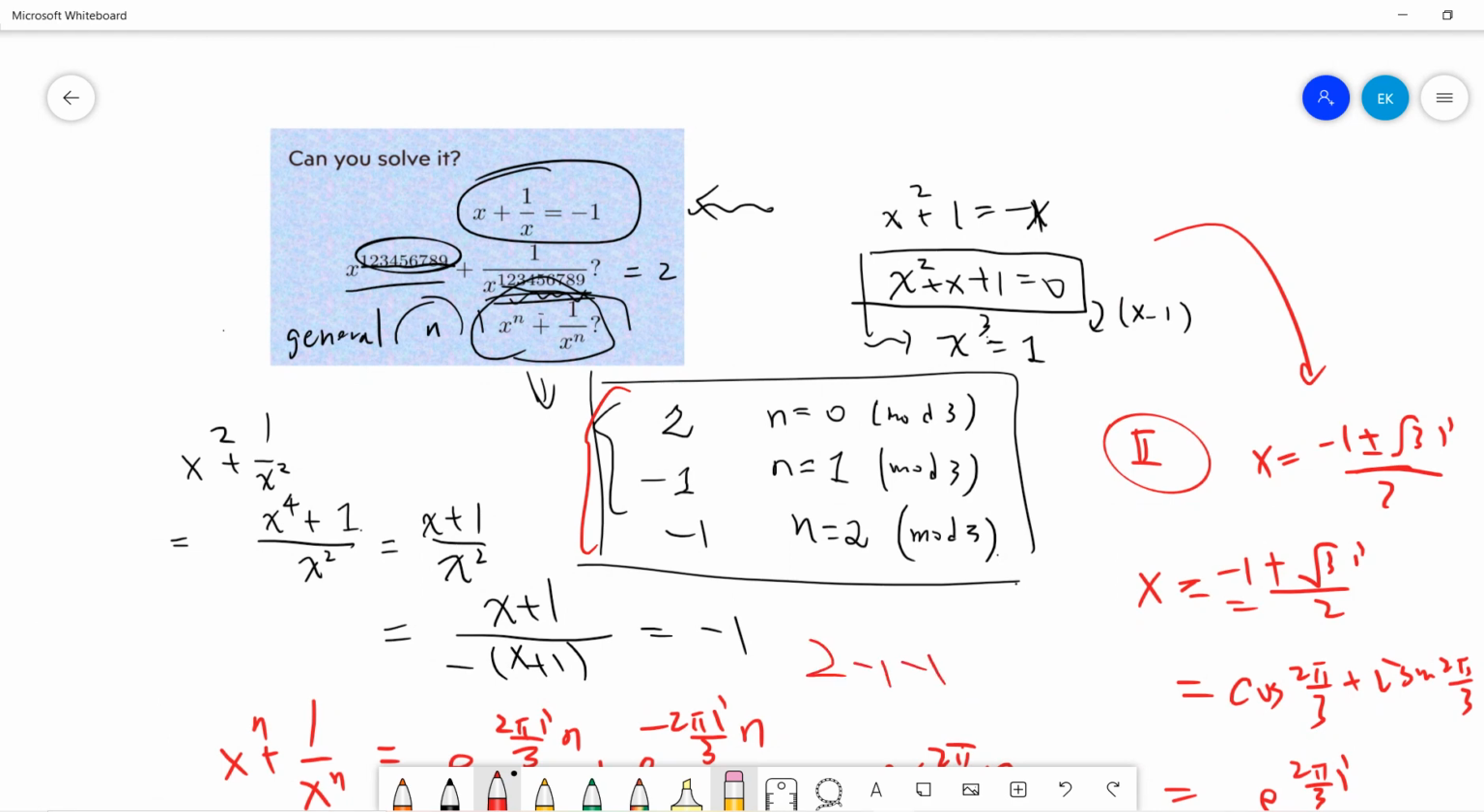Okay, so notice that the sum of them is 0. So 2 minus 1 minus 1 is 0, right? This is not an accident. So you guys can think about why this is true. Okay, but I just told you that using this way, one can easily solve the 3 cases.